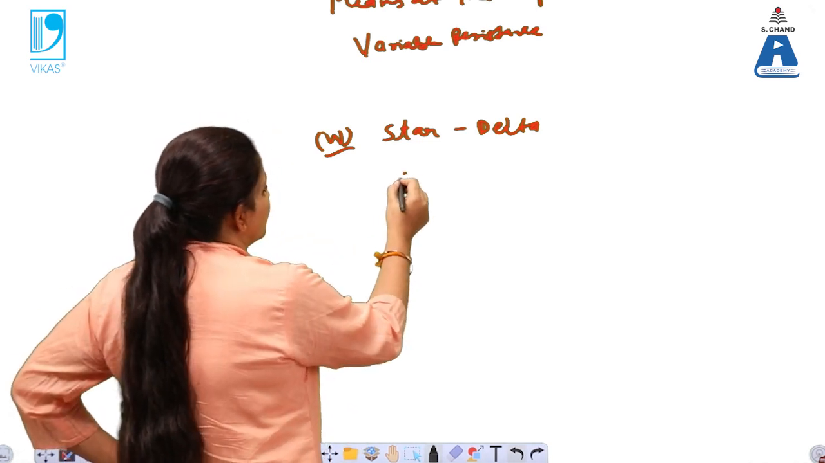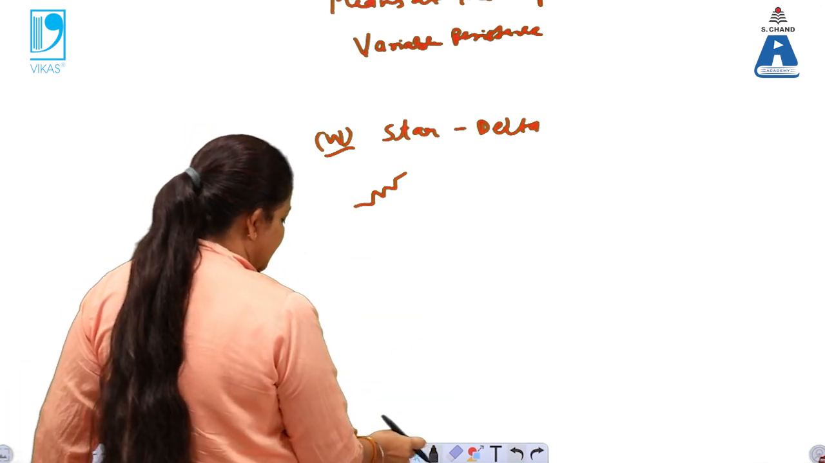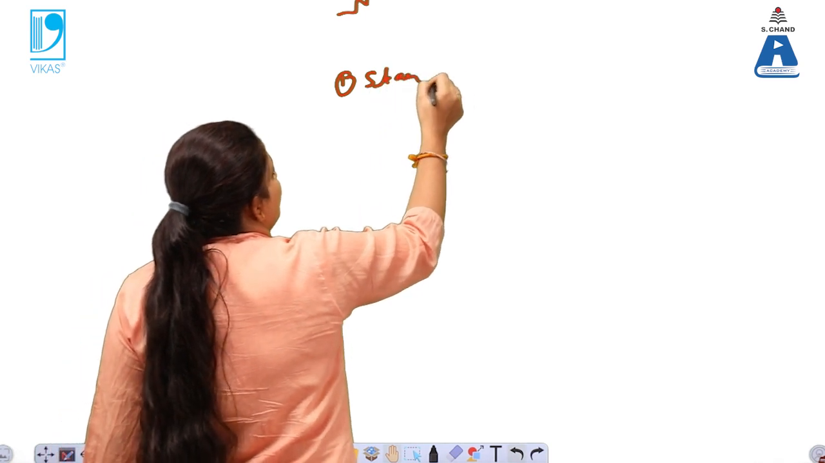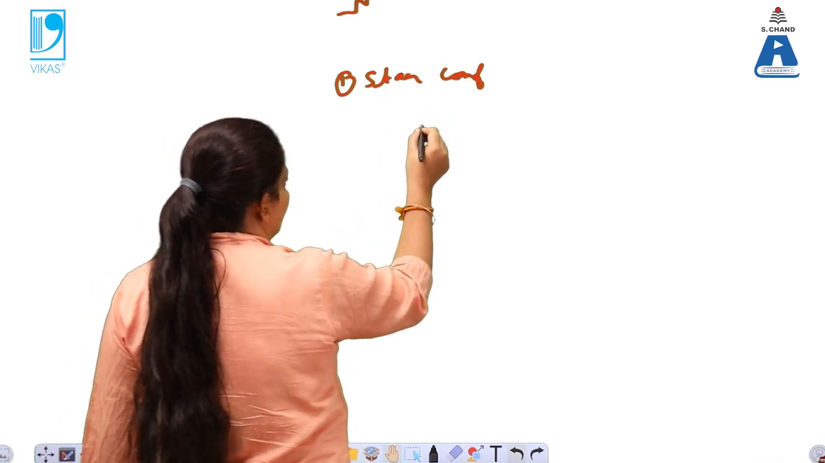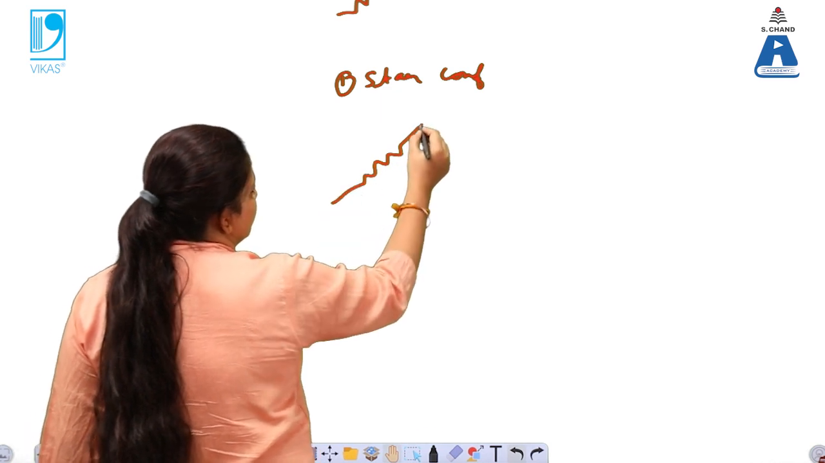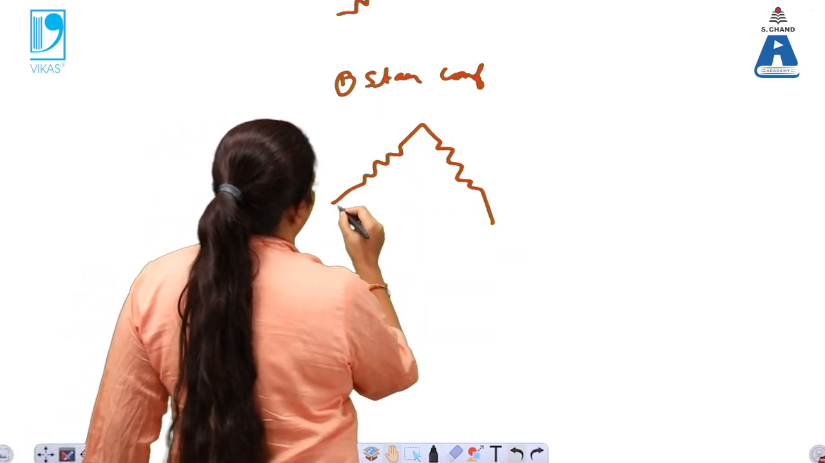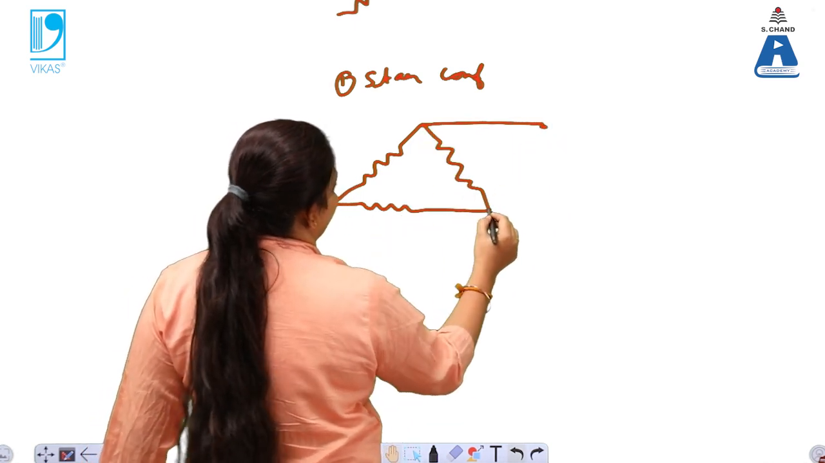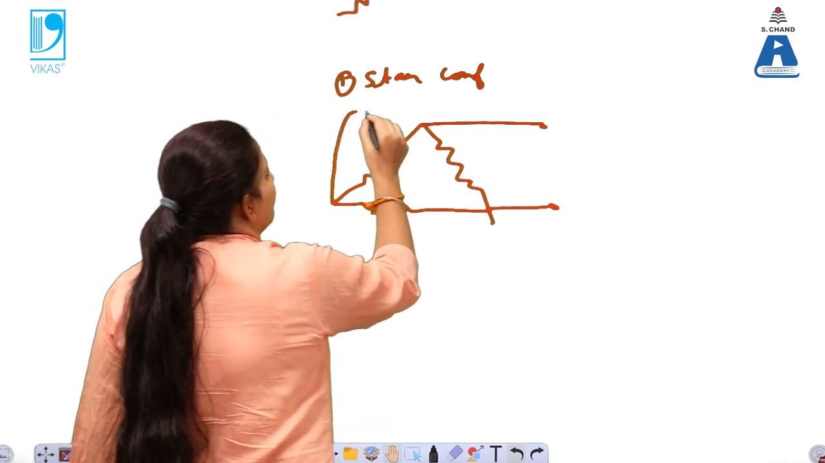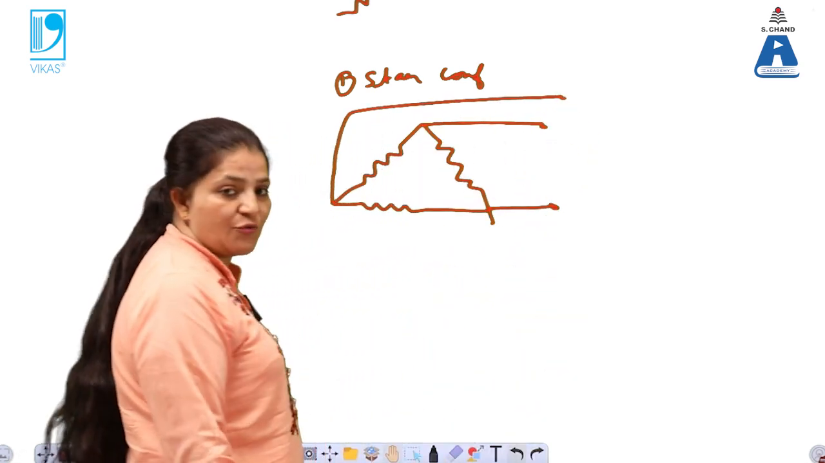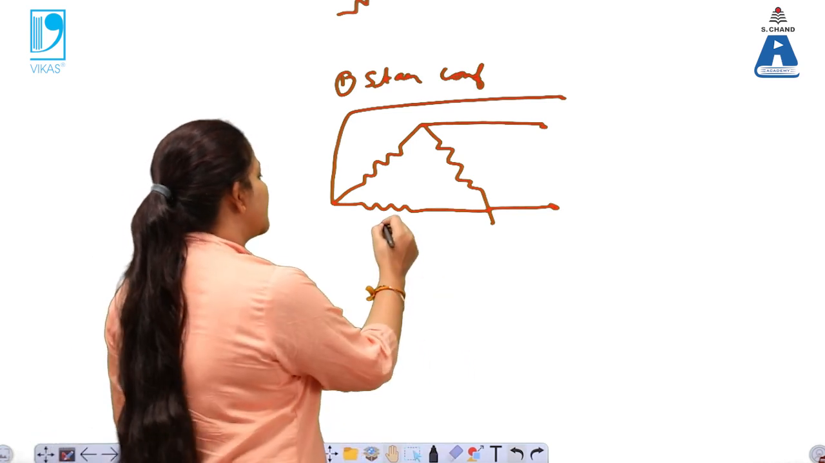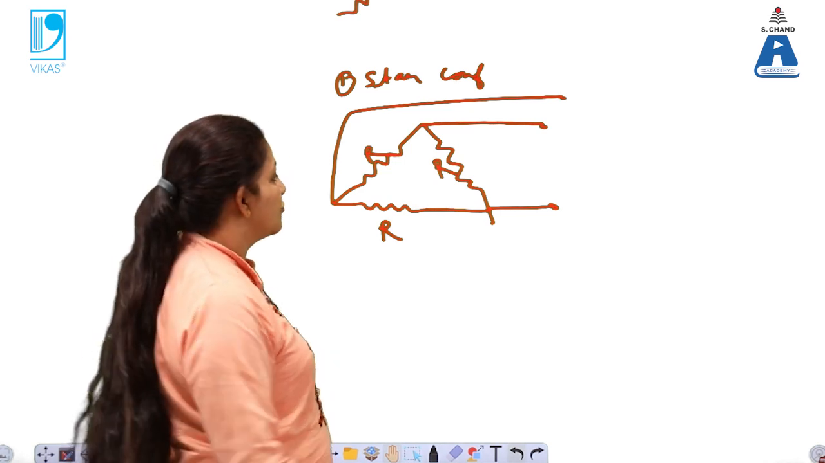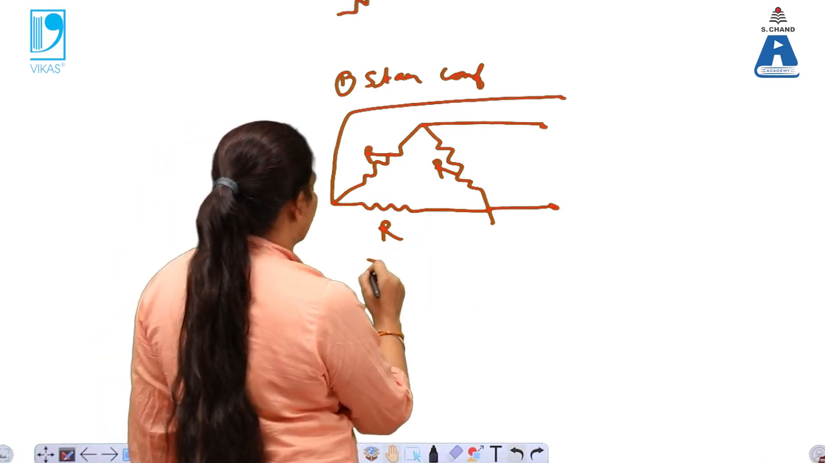So the first case is a star configuration. Take the star configuration. Add the input. So this is the star configuration. Now from these three parts we can take the output. So these are the three resistors here. They are connected in series. So this is also known as a three phasor diagram.